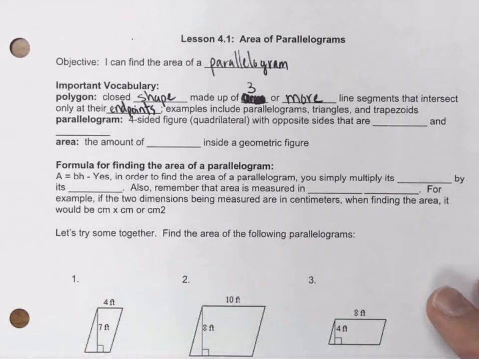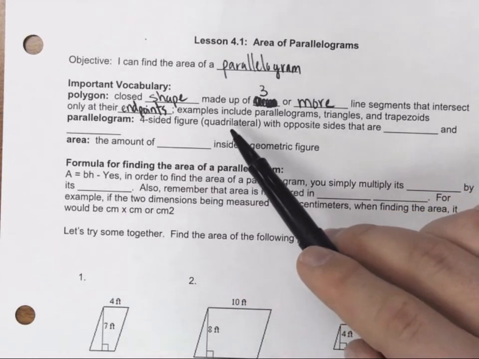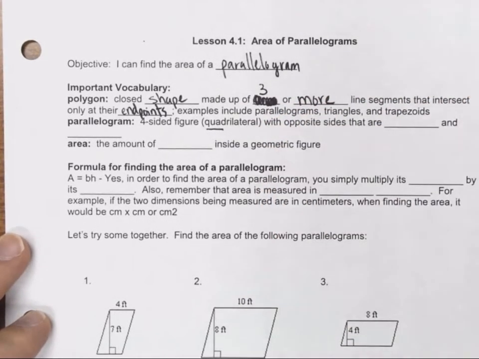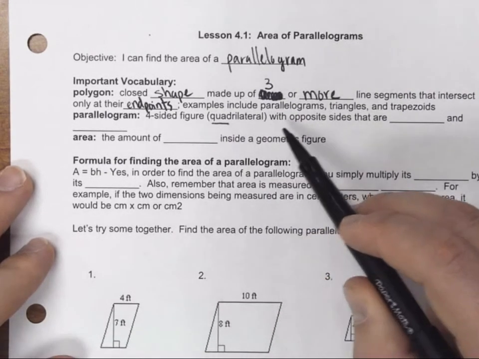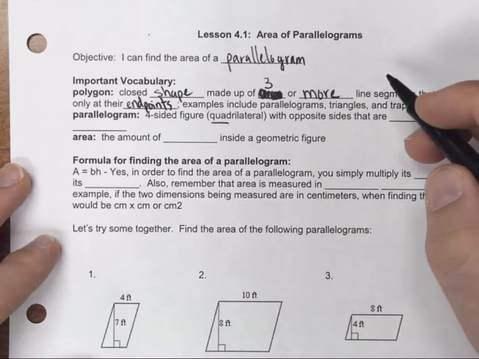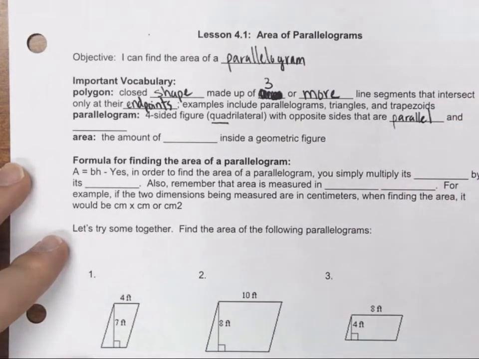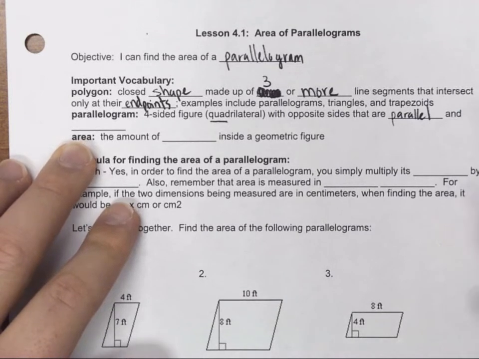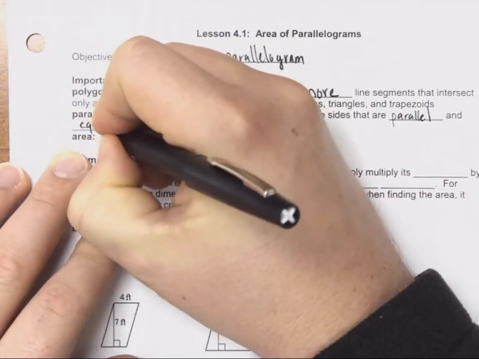Okay? So a parallelogram, what is a parallelogram? Parallelograms are four-sided figures, so that means that they're quadrilateral. Remember, if we're talking about polygons, they're all named by the number of sides and angles that they have. Quad means four, so a parallelogram has four sides, so it's a quadrilateral with opposite sides that are parallel and equal. Sorry, I forgot to add that.